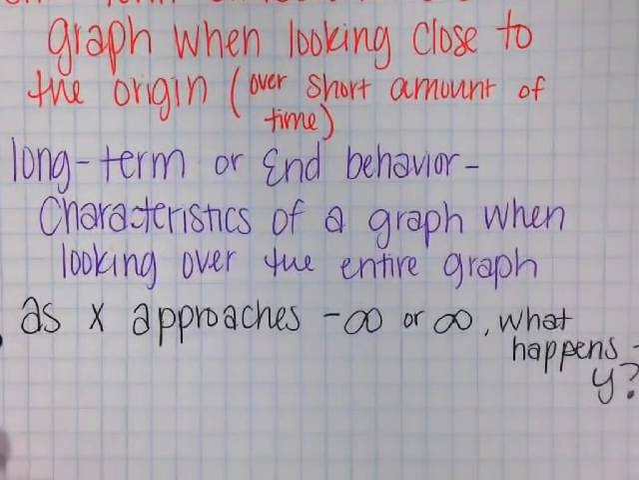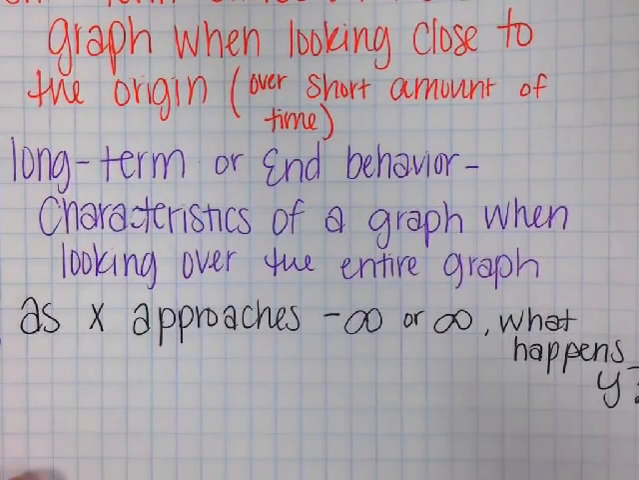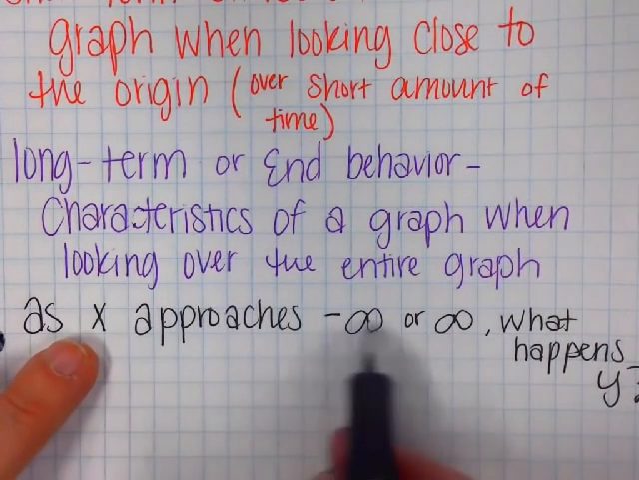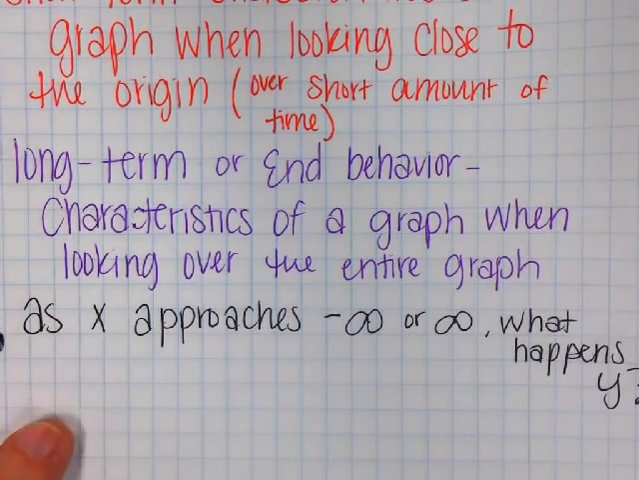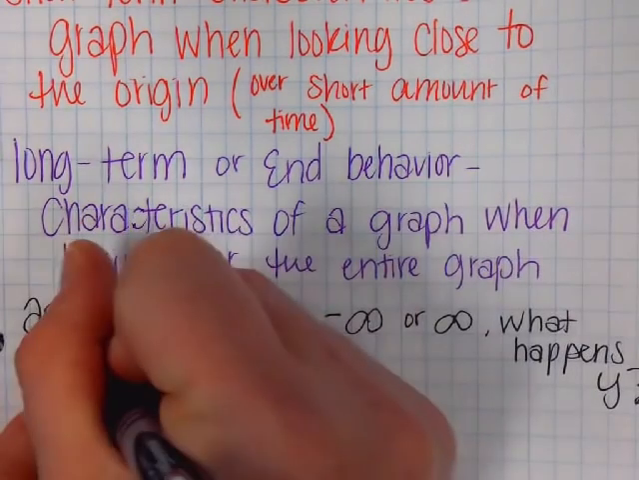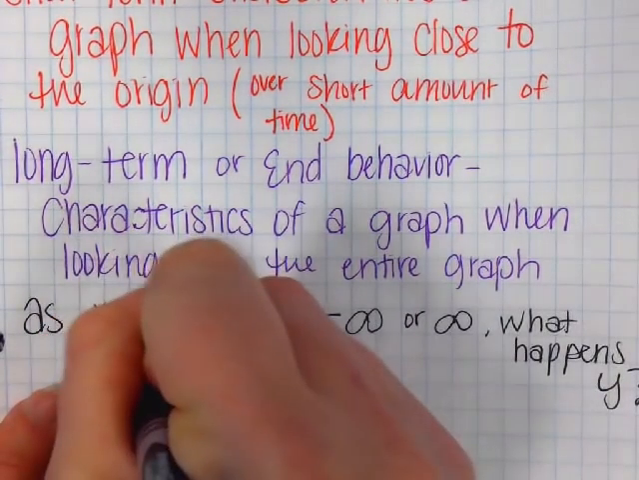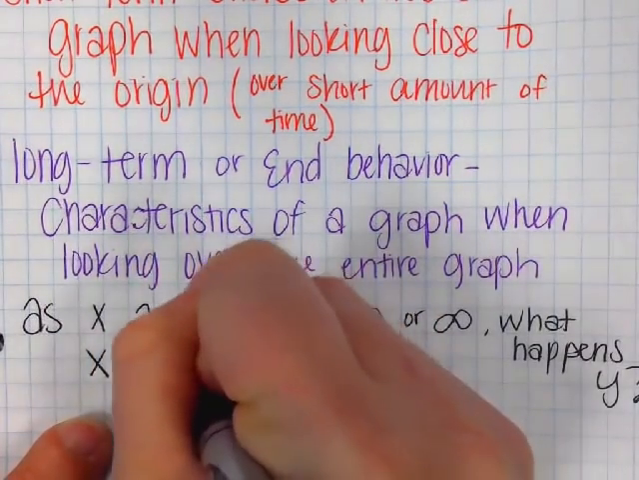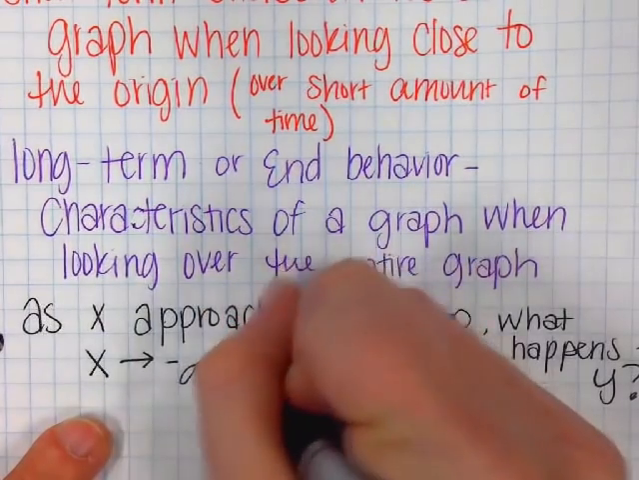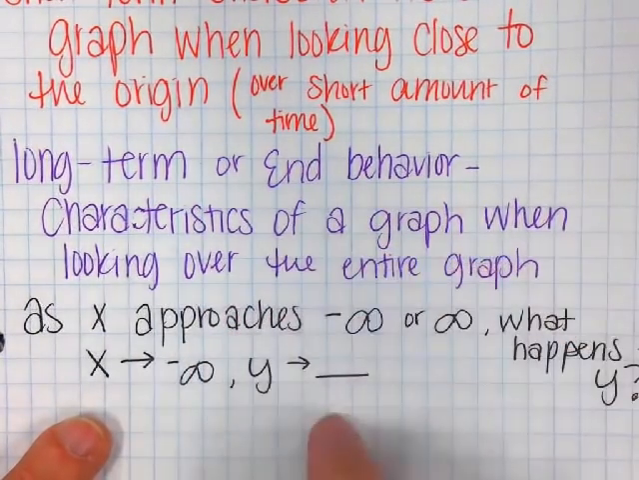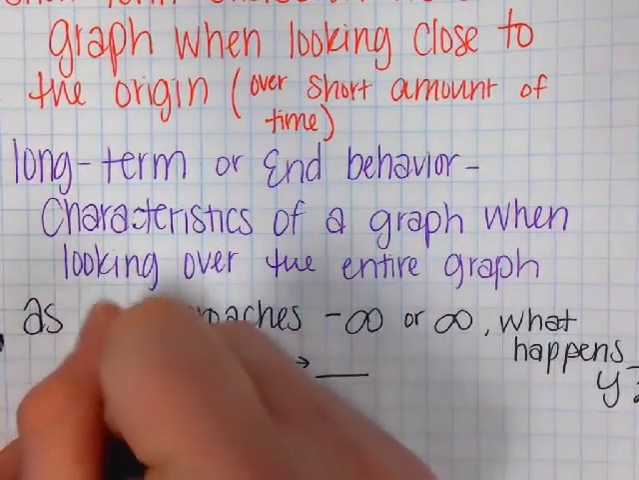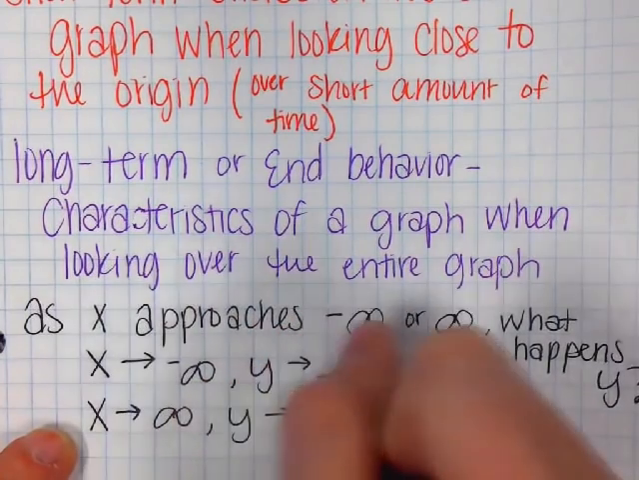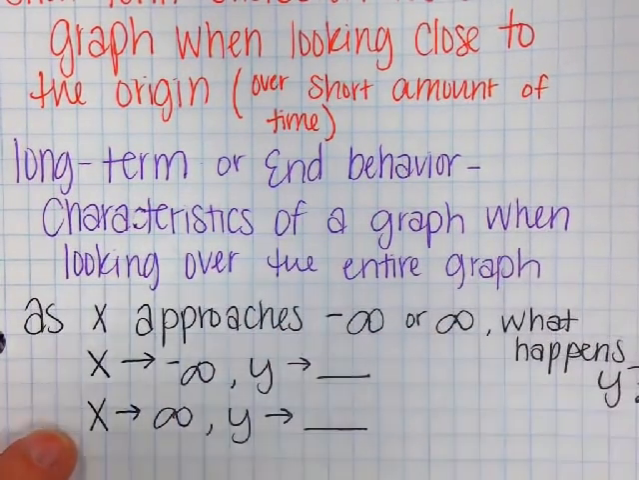You will always, and of course pause this if you need to keep writing that down, read it as x approaches negative infinity or positive infinity, what's happening to y. So you write it as: x approaches negative infinity, y approaches either positive or negative. And then x approaches positive infinity, y approaches either positive or negative.